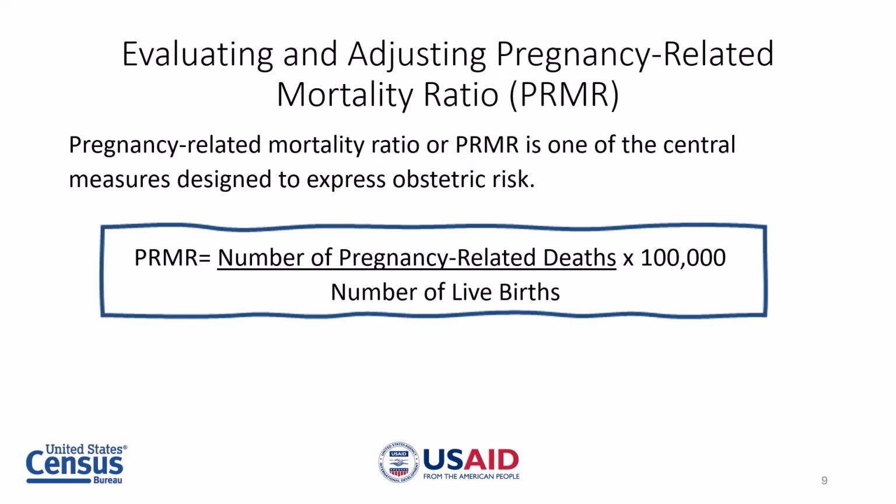Let's look at all the components that we need to evaluate in order to generate quality measures of pregnancy-related or maternal mortality. Remember, in Module 1, we introduced these measures. The pregnancy-related mortality ratio, or PRMR, is a central measure of obstetric risk. It is the number of pregnancy-related deaths per 100,000 live births in a population.